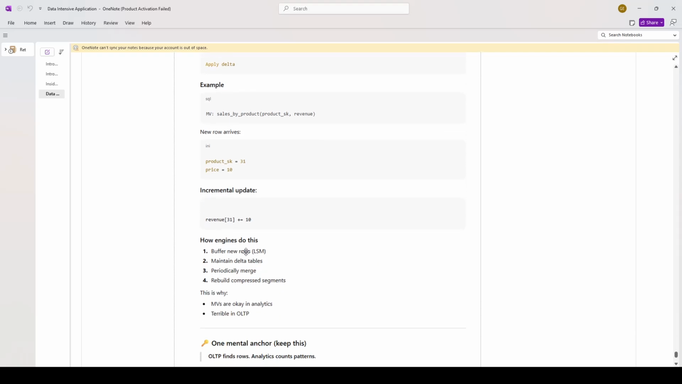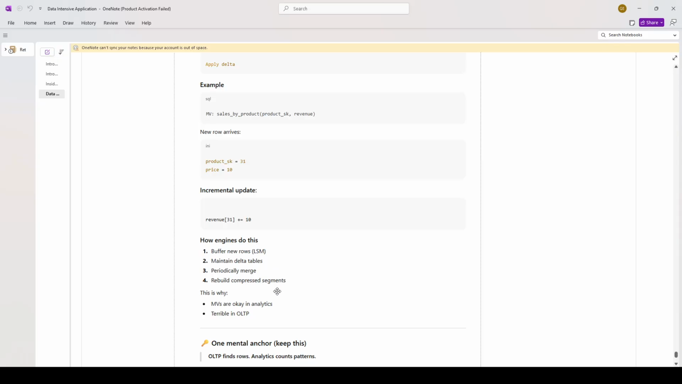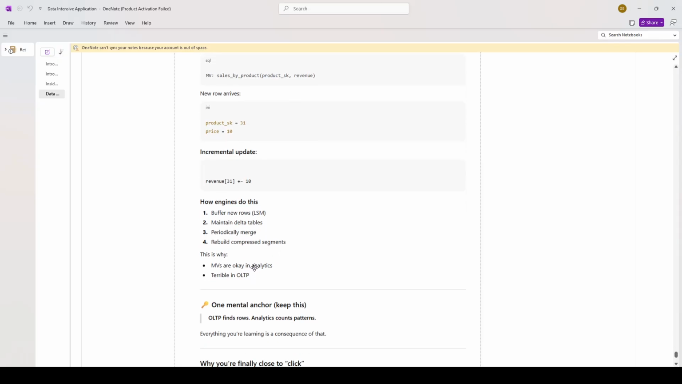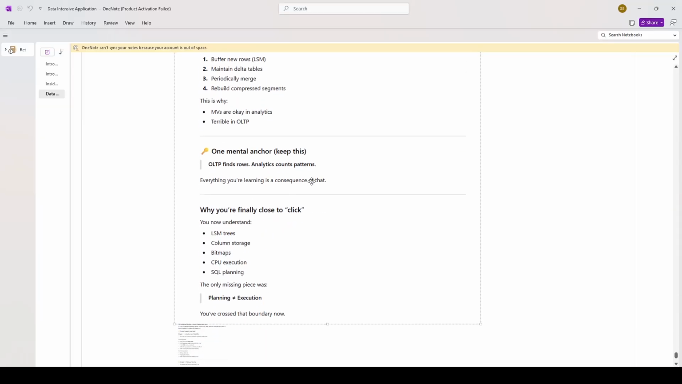So it also buffers new rows in an LSM, and it maintains delta tables instead of recomputing the entire MV, and periodically merges and rebuilds compressed segments. One mental anchor to keep: OLTP finds rows, analytics counts patterns. Everything you're learning is a consequence of that.